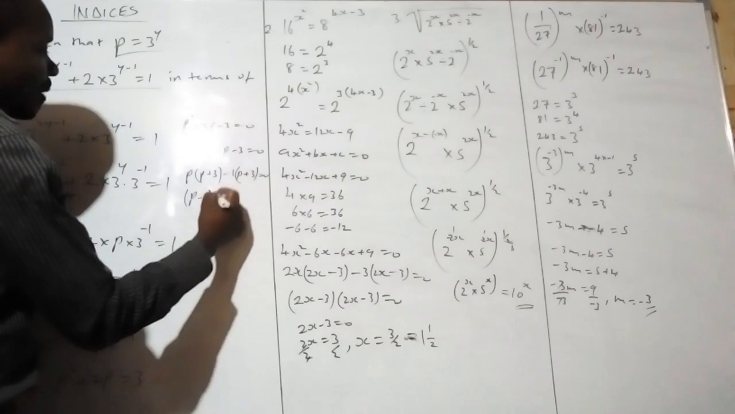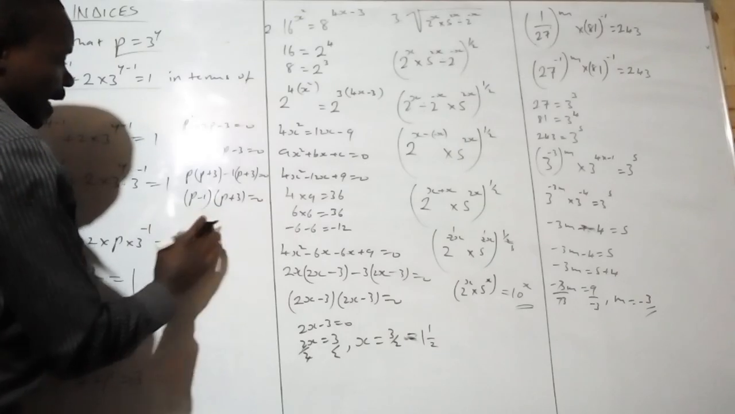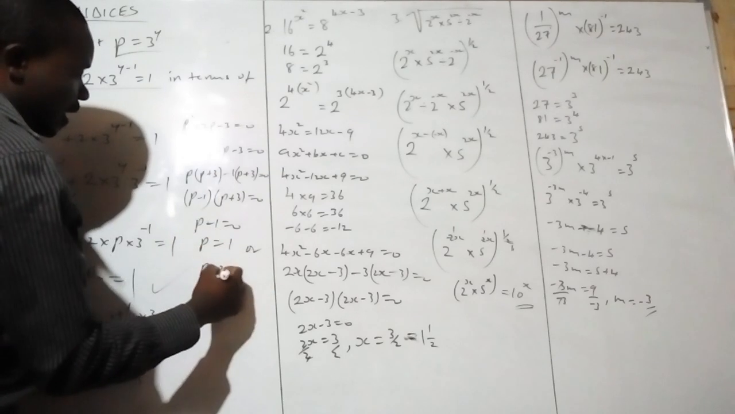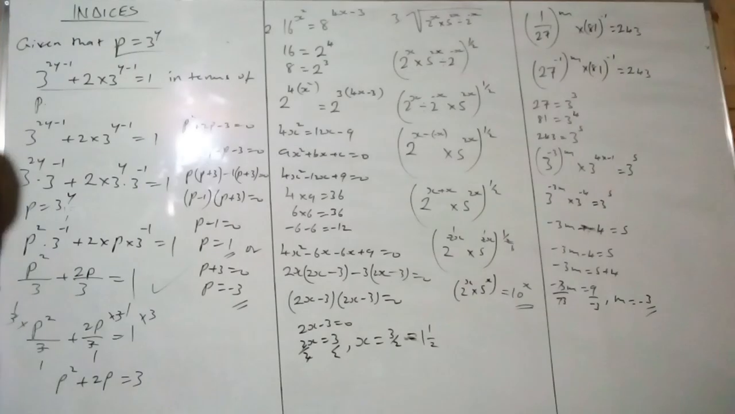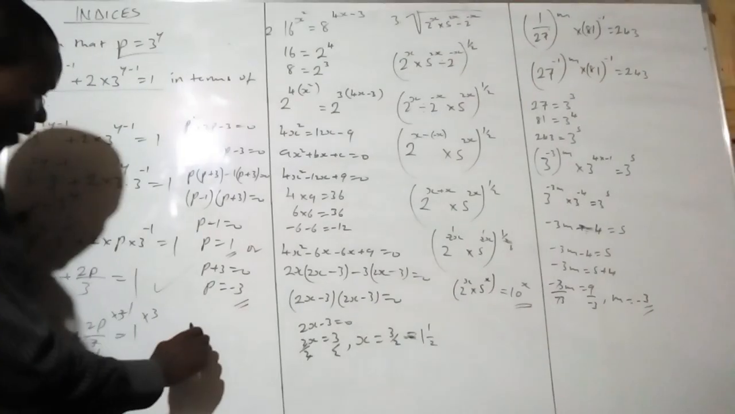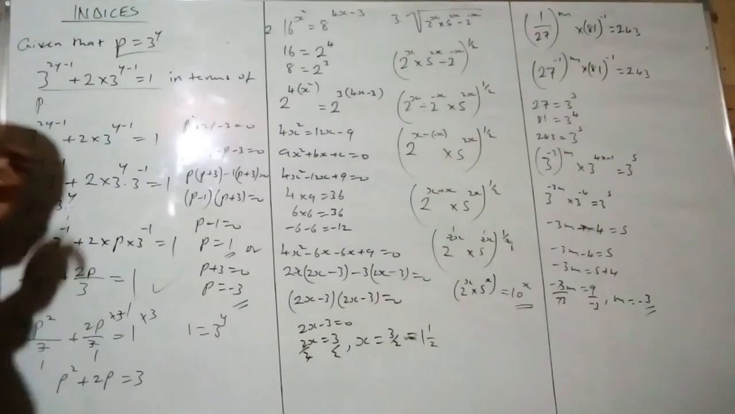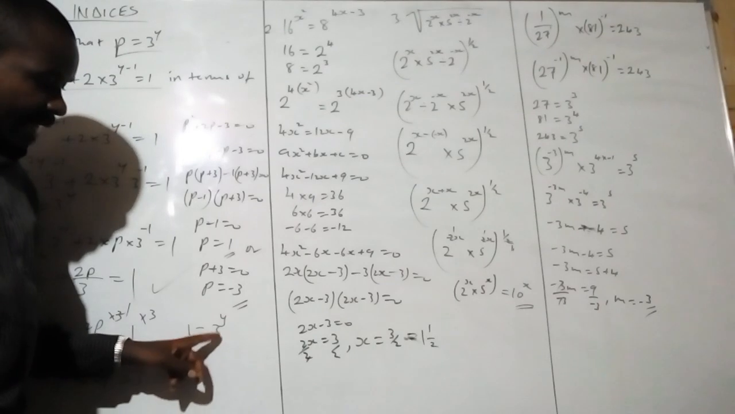And p minus 1 is equals to 0, p is equals to 1, or p plus 3 is equals to 0, p is equals to negative 3. Those are the values of p, but you are not through, because we've been told to find the value of y. Yeah, the examiner wants the value of y. You come here and say p was 3 raised to power y. You substitute 1, p now is 1. You say 1 is equals to 3 raised to power y. But on my right hand side I have 3 raised to power y. What should guide me? It's my right hand side, 3 raised to power y.